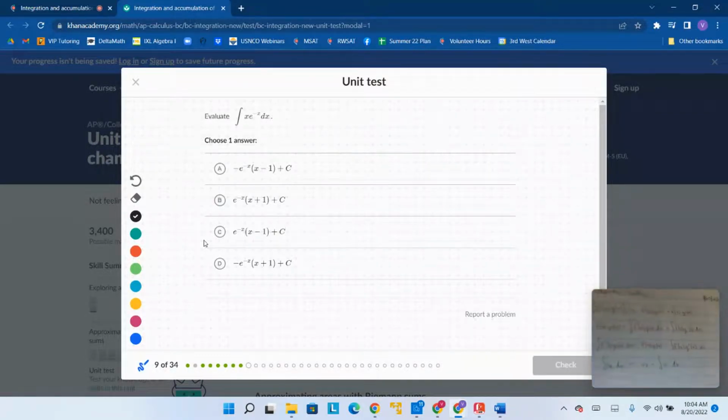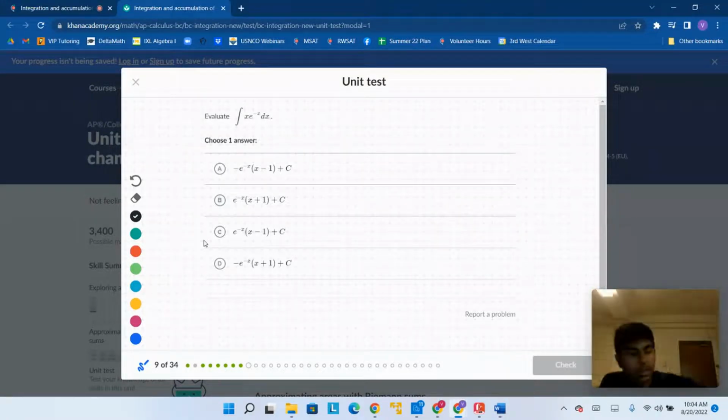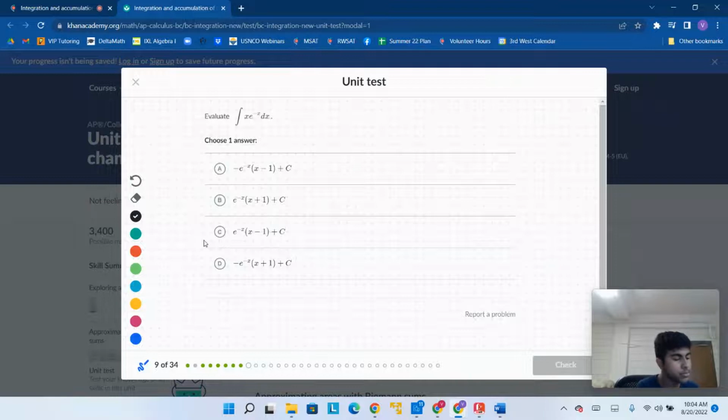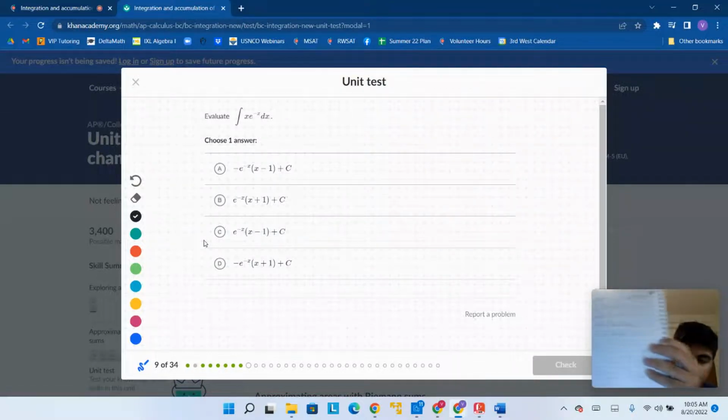So we need to split this x times e to the negative x into a v and a du. We need to choose these carefully to make sure it's easy to do stuff later with them. So I'm going to choose v to be x. So v is equal to x, which means that du is going to equal e to the negative x. I'm writing it down like this.